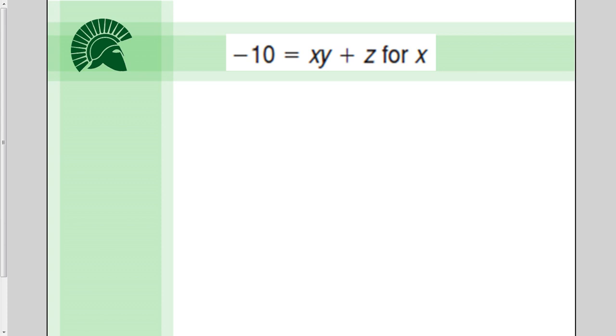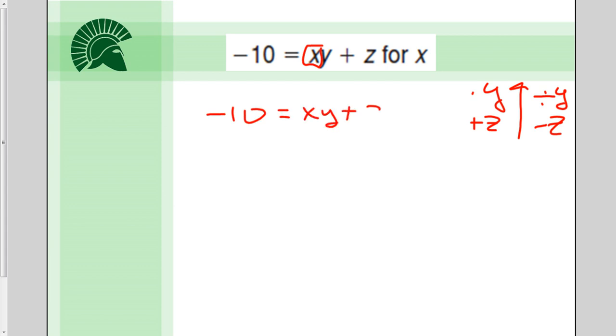In this problem, we're solving for x, so this is a little bit more straightforward. I'm going to box x to see what I'm doing. What's happening to x first? Well, x is being multiplied by y first, and that looks like xy. So I'm going to put a dot for times, multiply by y first, and then I'm adding z. So I'm going to go backwards, which means I'm going to subtract z first, and then I'm going to divide by y. So I have minus 10 is equal to xy plus z.